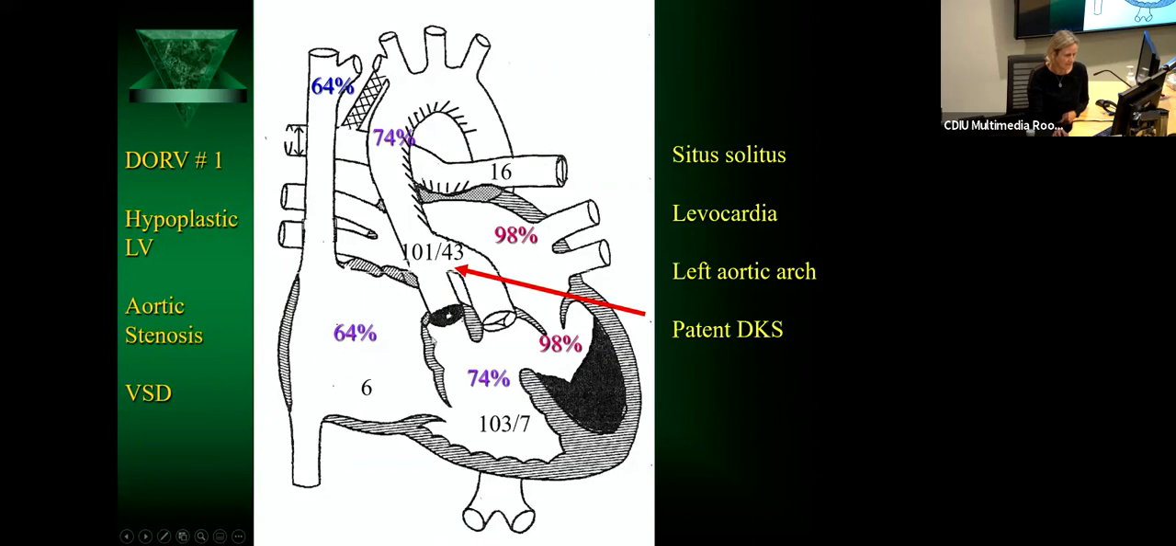And here we have, they've made a DKS. So we've got the right atrium going to the right ventricle. And so situs solitus, this is the right atrium, this is the left atrium. The pulmonary veins are going to the left atrium. It's levocardia, it's pointing to the left. We have a leftward aortic arch. They've taken off the PA as part of the repair and done a DKS and put a BT shunt.